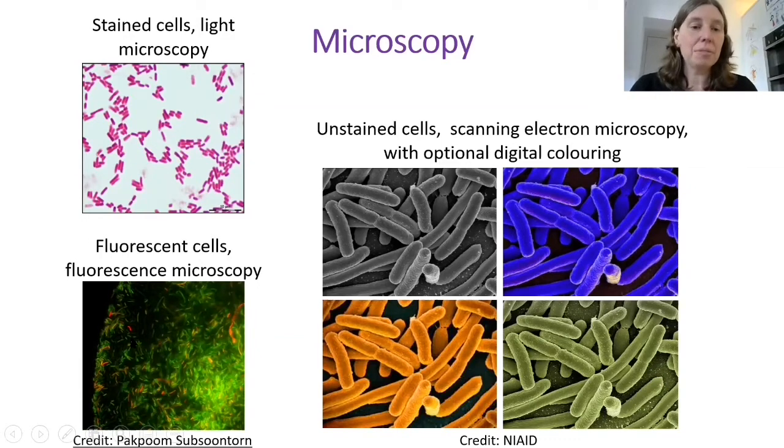So this is a bit like a Christmas tree here, but these are all bacteria again, and some are expressing a green fluorescent protein and some are expressing a red one. So that's fluorescent microscopy. You can see how the background's quite dark.